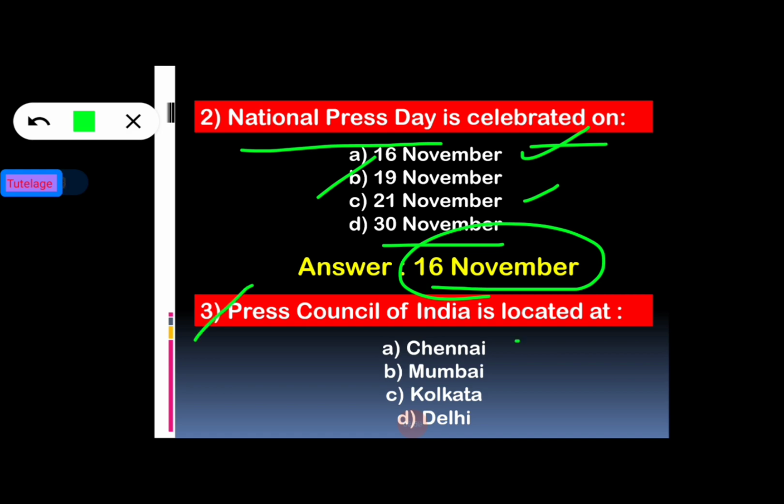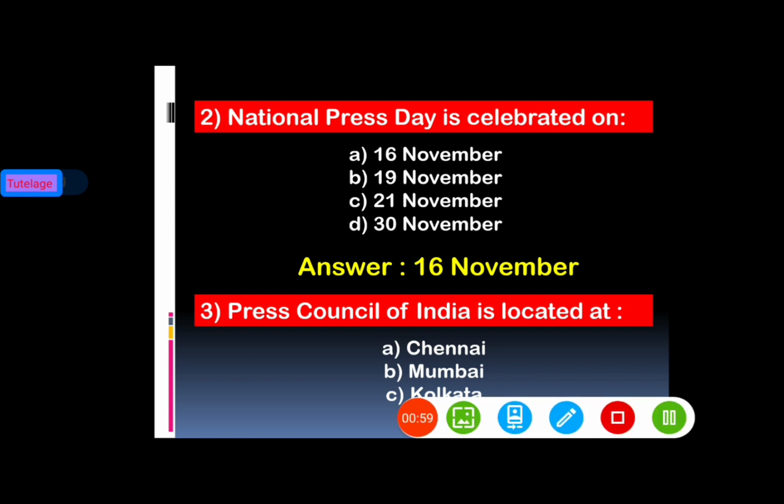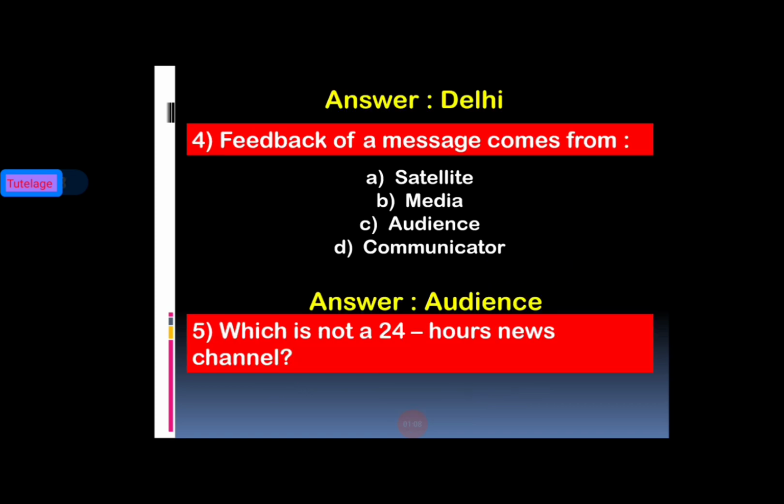Okay, learner, now move on to the next question. Press Council of India is located at Chennai, Mumbai, Kolkata or Delhi. Most headquarters are located at Delhi because Delhi is our capital. So keep it in mind: Press Council of India is located at Delhi. Option D is the correct answer. Now going to the next slide.